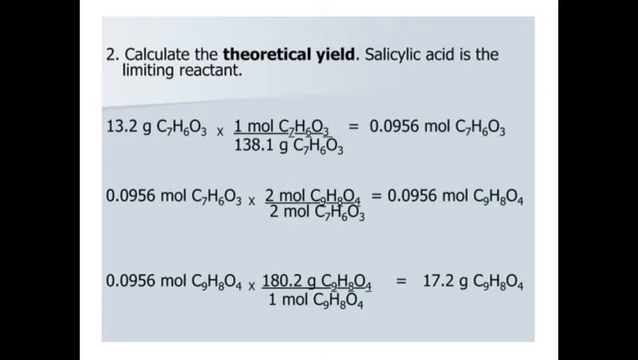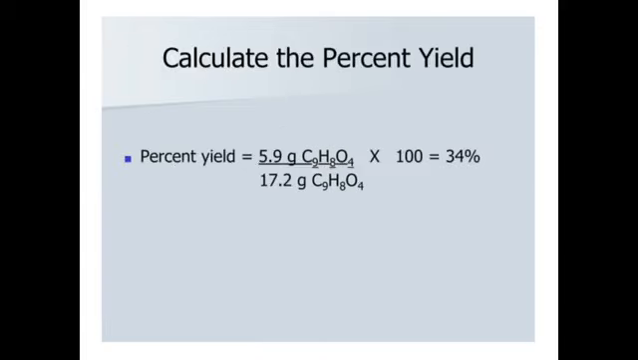And then we have been given the actual yield. So we now find the percentage yield. Percentage yield, therefore, will now be equal to actual yield, which is 5.9, over theoretical yield, which is 17.2, times 100. So the percent yield of aspirin is 34%.